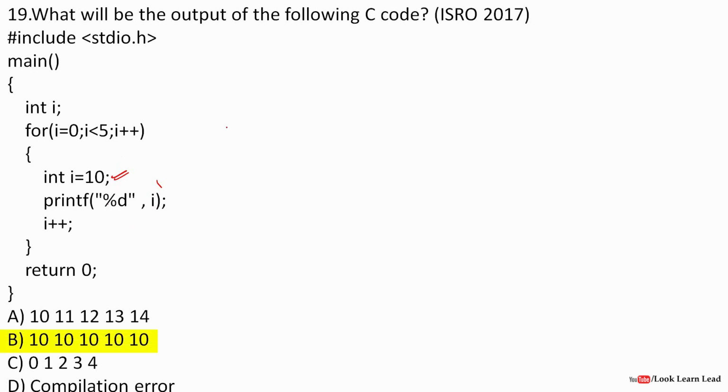It is very simple. We have i is equal to 0, 1, 2, 3, 4, and every time 10 is printed, because every time i is initialized over here. So irrespective of the value here, 10 would be printed. If the variable was static, then the answer would have been different. But there is no static, it is a normal variable. So every time 10 would be printed, five times. So this is the answer.